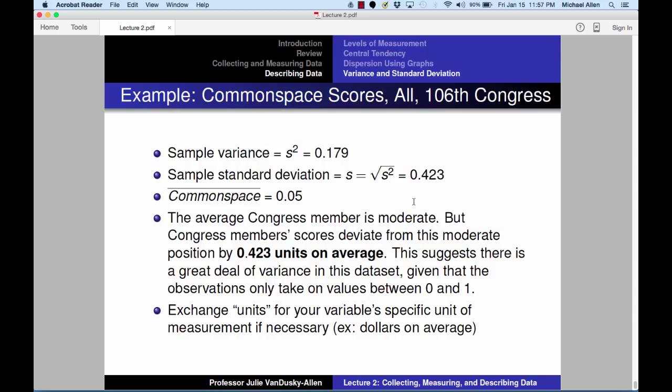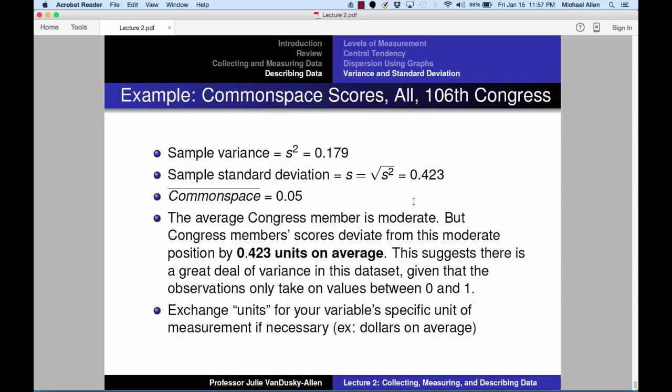To provide an example of variance and standard deviation, I calculated the variance and standard deviation of the Commonspace scores from earlier in the lecture. The sample variance was 0.179 and the standard deviation was 0.423. Recall that the mean of the Commonspace scores was 0.05. Using this information, I could describe my data as follows. The average Congress member is moderate, but Congress members' scores deviate from this moderate position by 0.423 units on average. This suggests that there is a great deal of variance in this data set, given that the observations only take on values between 0 and 1.